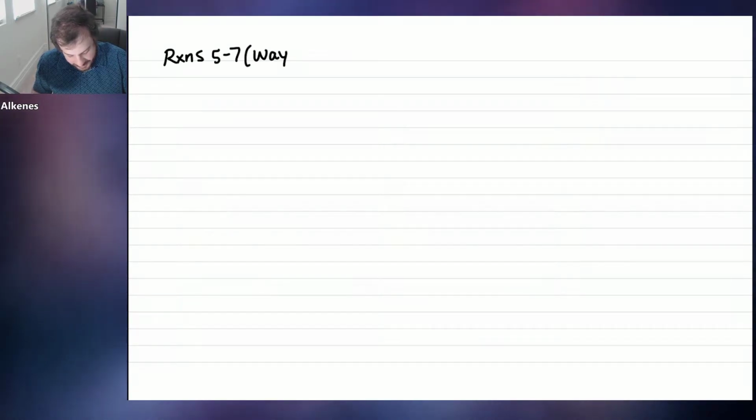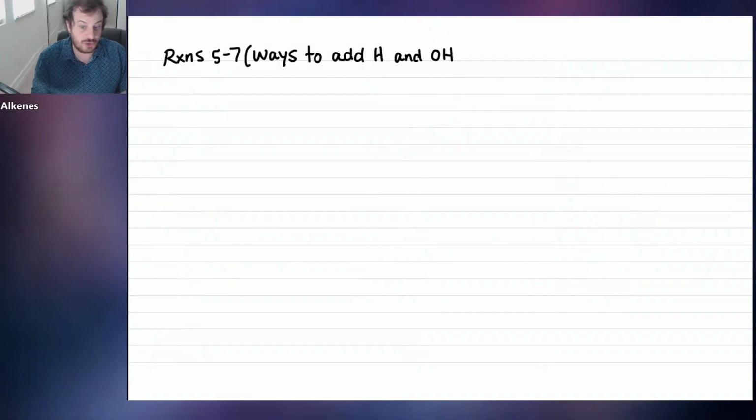Now we're looking at reaction 5, and it turns out that reactions 5 through 7 all do the same thing. They all add H and OH. So reactions 5 through 7 are ways to add H and OH to an alkene. 3 different ways to do the same thing. And if you think about it, that's the same thing as adding water, because what is H and OH? That's H2O, which is the elements of water. So reactions 5 through 7 are all considered so-called hydration reactions, and that they add water.